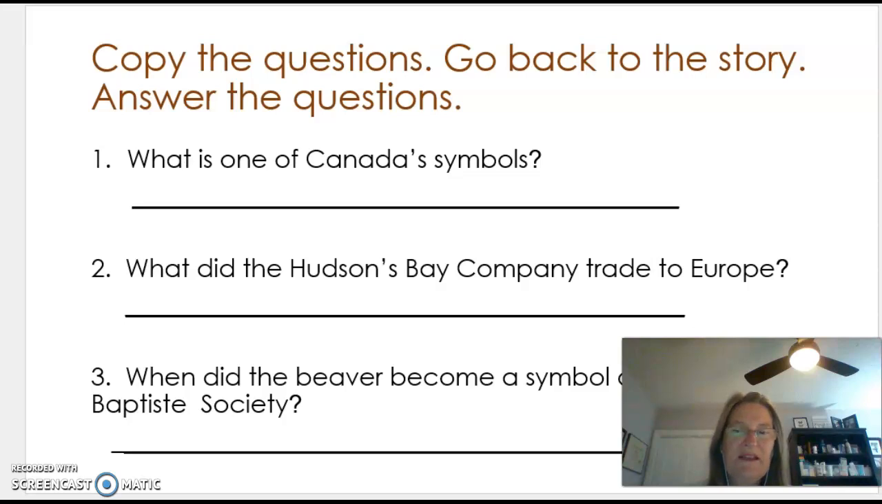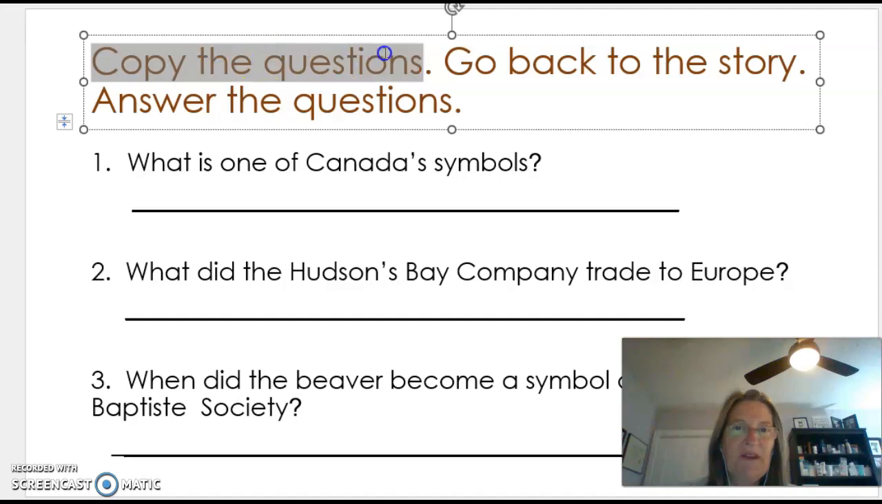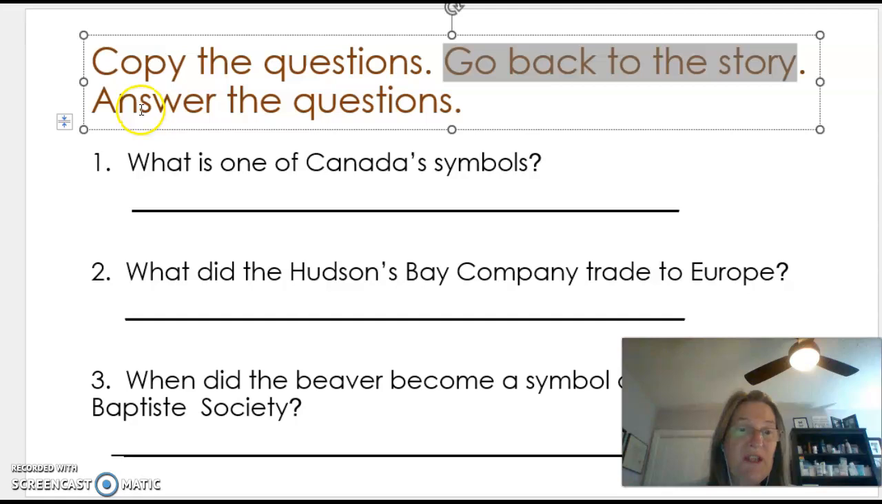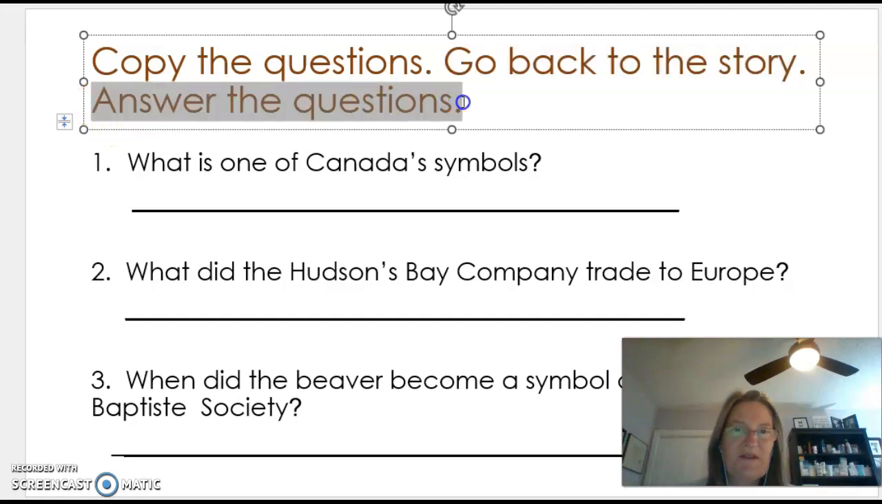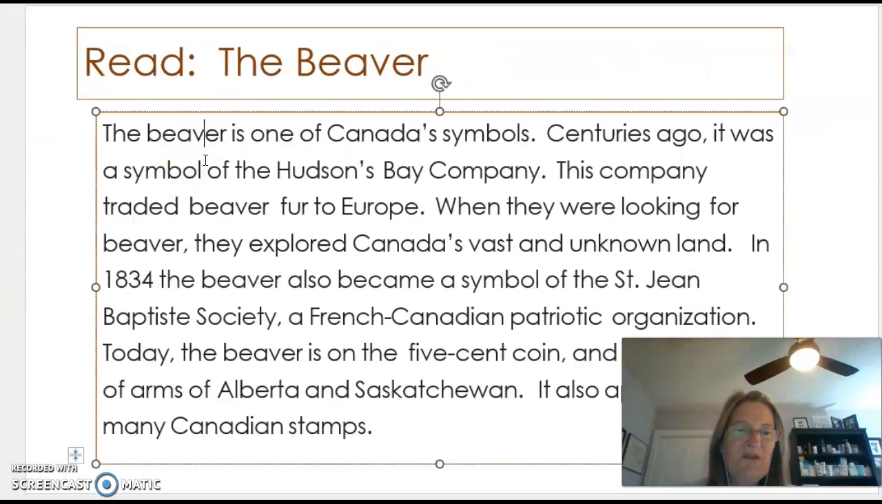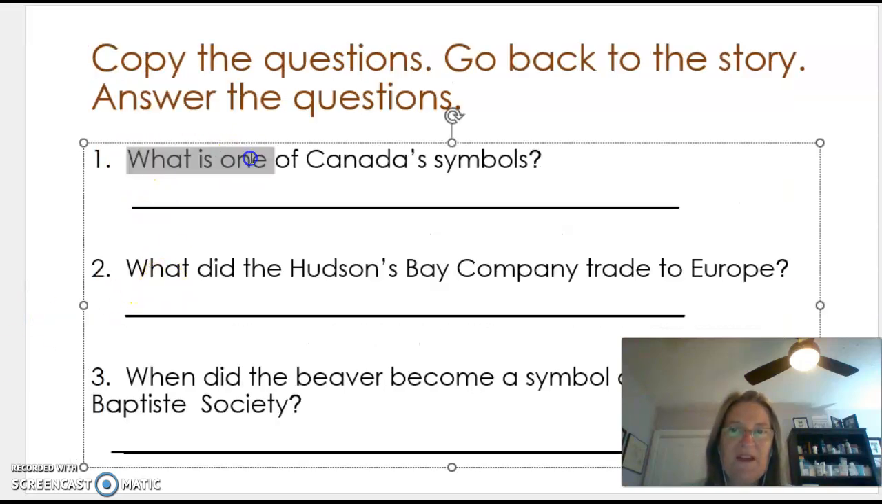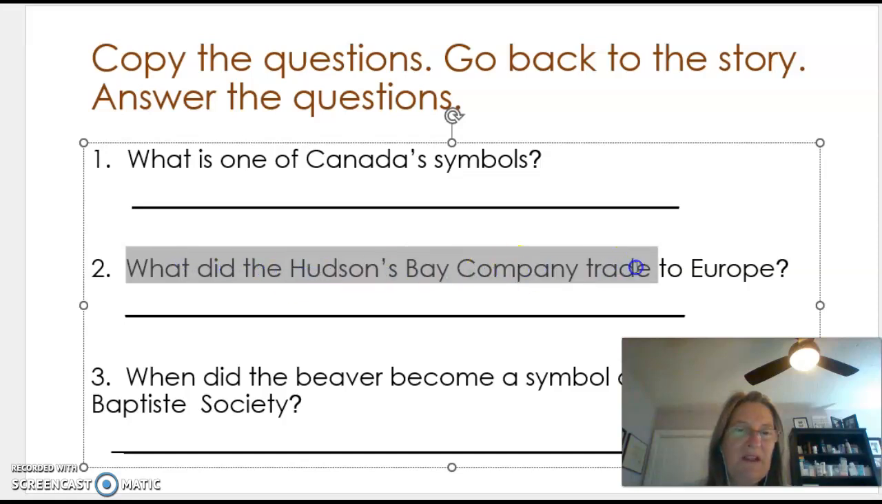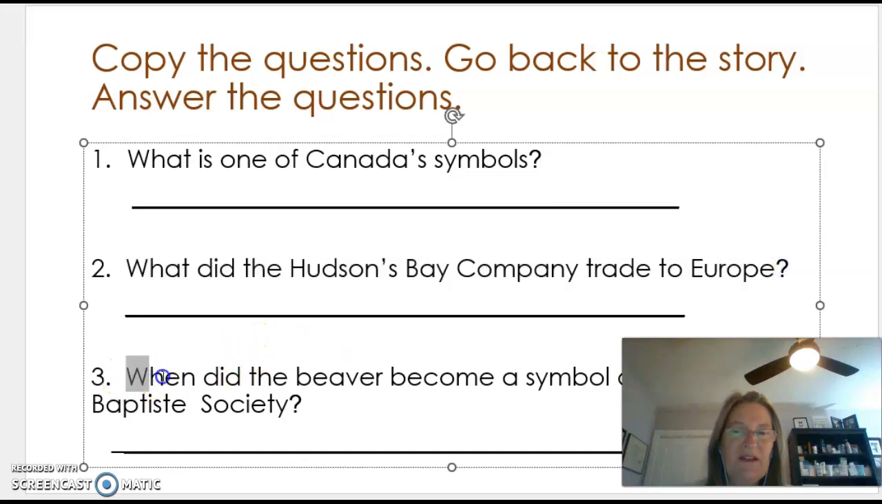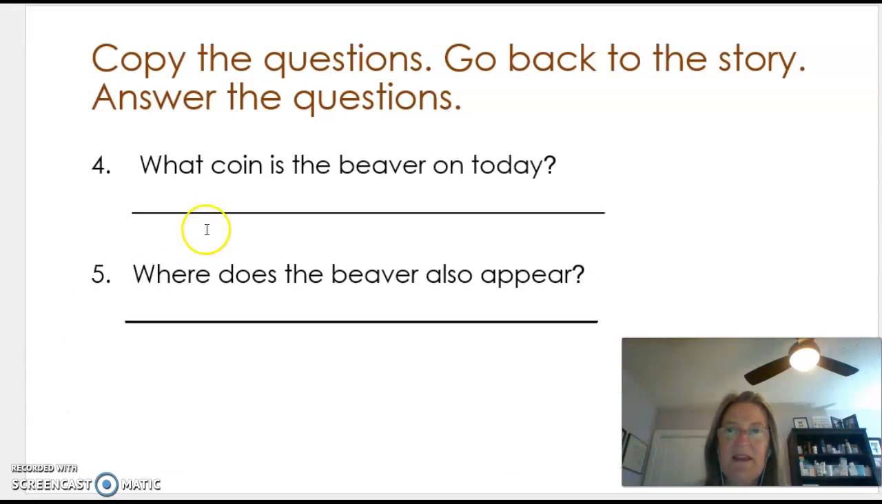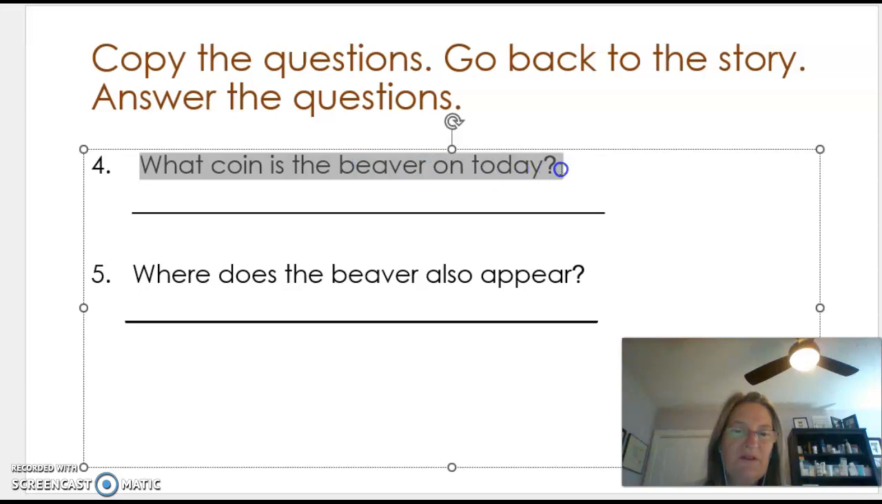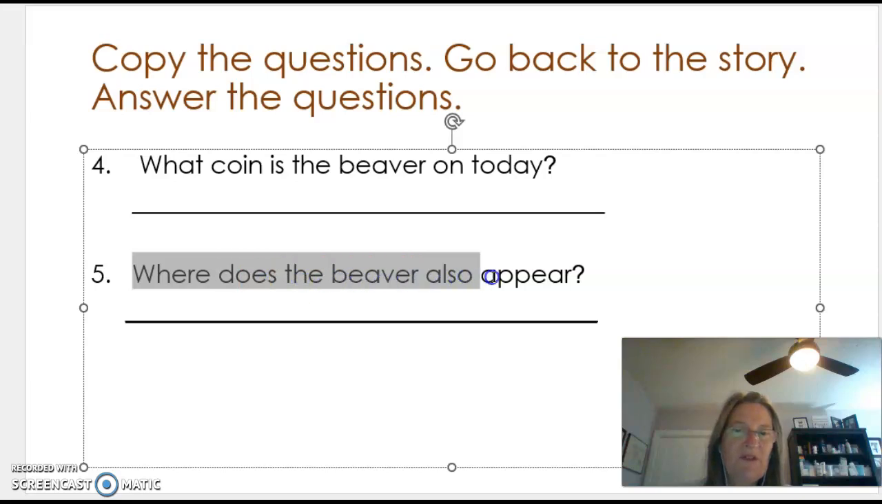What follows is a set of 5 questions for you to answer in your notebook. Please follow the instructions, copy the questions, then go back to the story, which should now be in your notebook, and answer the questions. Remember, we want you to copy the story so you can refer to it later. Number 1, what is one of Canada's symbols? Number 2, what did the Hudson's Bay Company trade to Europe? Number 3, when did the beaver become a symbol of the Jean-Baptiste Society? Question 4. What coin is the beaver on today? Where does the beaver also appear? So 5 questions for you to answer.